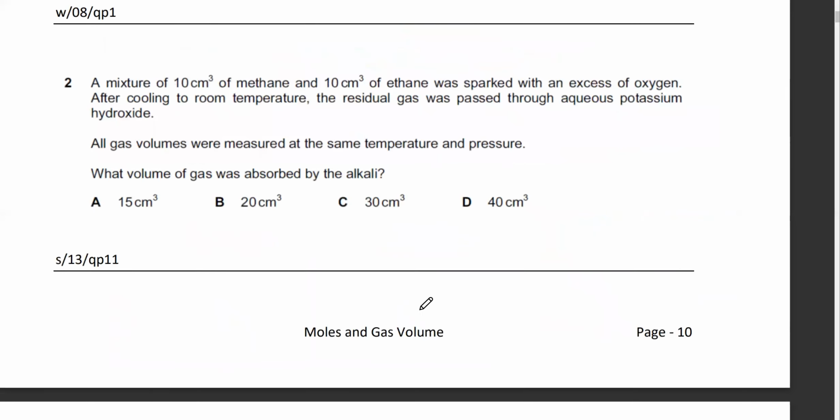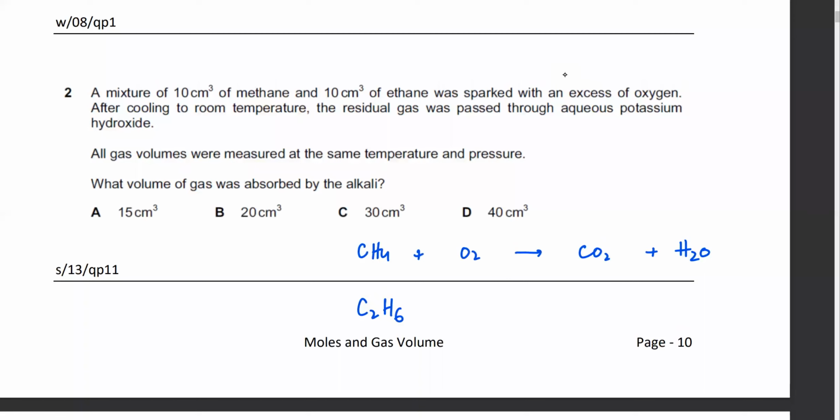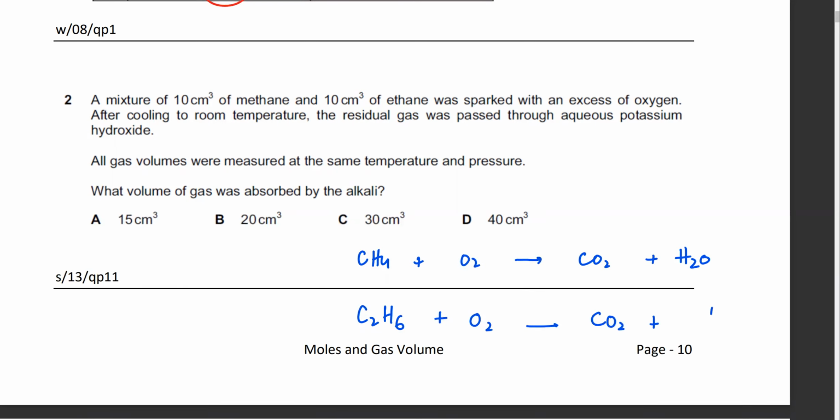So the next one, kind of similar. There's 10 cm cube methane, 10 cm cube ethane, and that's sparked with an excess of oxygen. So they're burning it. They're burning methane, which is CH4. This is the reaction. Whenever you burn a hydrocarbon, you get CO2 plus water. And you've got ethane as well, which is C2H6. Whenever you burn that, it produces CO2 plus H2O.